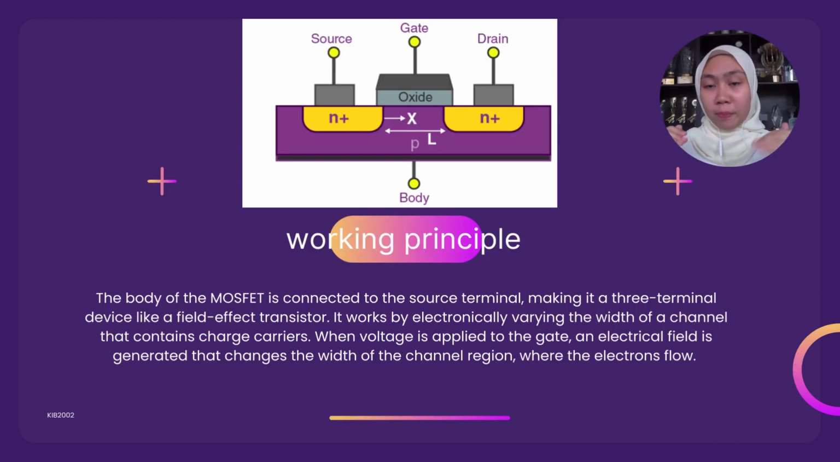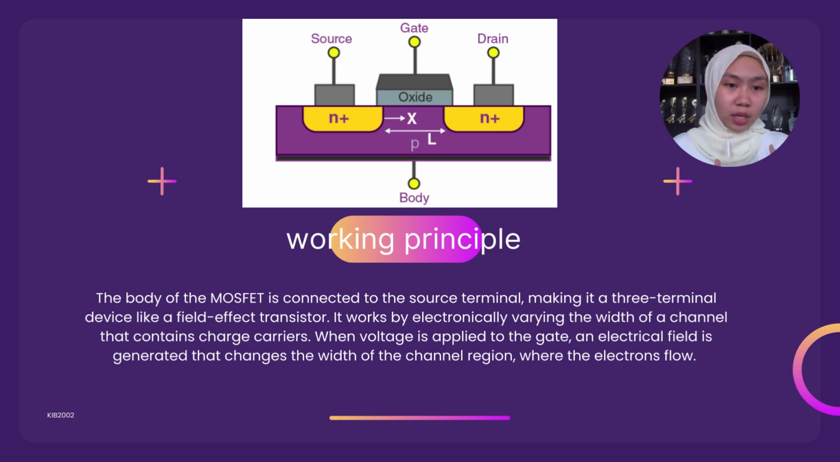Next, let's look at what MOSFET components look like. In a MOSFET, there is the source, gate, drain, and also the body. So how does a MOSFET work? Firstly, the body of the MOSFET is connected to the source terminal, making it a three-terminal device like a field effect transistor. It works by electronically varying the width of a channel that contains charge carriers.